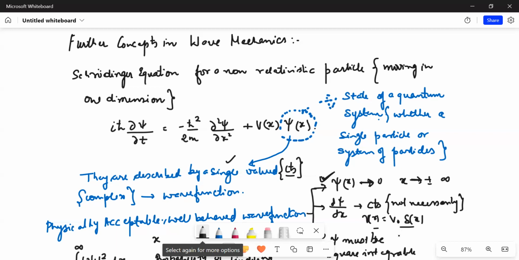Indeed, it happens for most of the cases, but for a few trivial cases, you'll find that this dψ/dx will not remain continuous at some points. We'll do those cases. And such solutions in mathematics are called weak solutions.